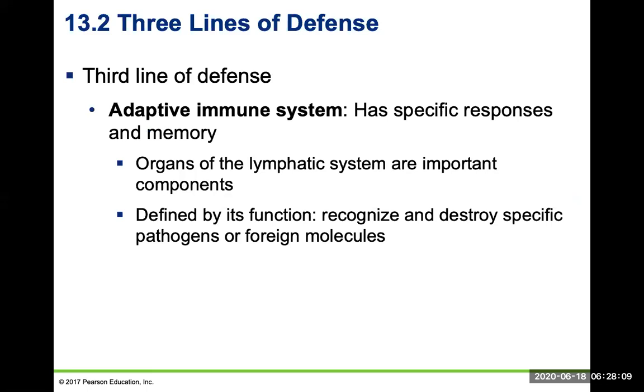And the third line of defense, again, this is where we get into specific responses. We have what we call the adaptive immune response, where it has specific responses and memory, where organs of the lymphatic system are involved in this, and it's defined by its function. So it'll help recognize and destroy specific pathogens or foreign molecules.